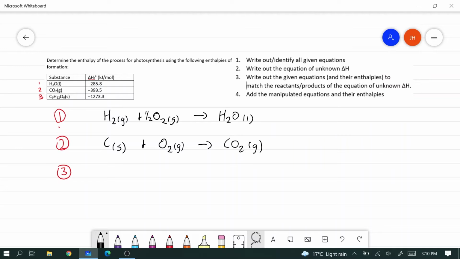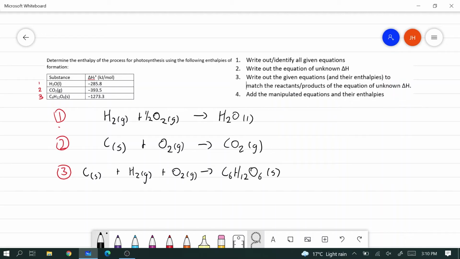We can move forward. With the next reaction, we're forming glucose, which is a solid. Its formula is C6H12O6, and it's a solid. When we're writing down the reactants on the other side, again, we've got carbon that's a solid, reacting with hydrogen gas, reacting with oxygen gas.